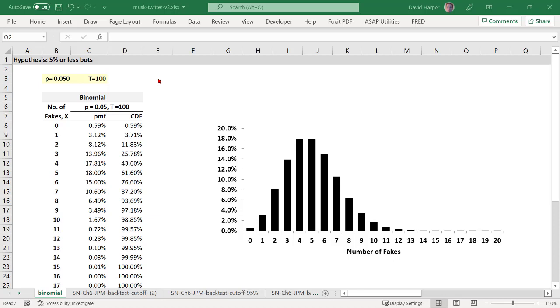Bots are fake accounts. Twitter says that only 5% of their accounts are fake. And Elon Musk said, okay, I'm going to check that by randomly sampling 100 accounts. I don't know why he picked such a small sample. That's what I read. Maybe when they do it, they'll pick a larger sample, but let's use his number of 100.